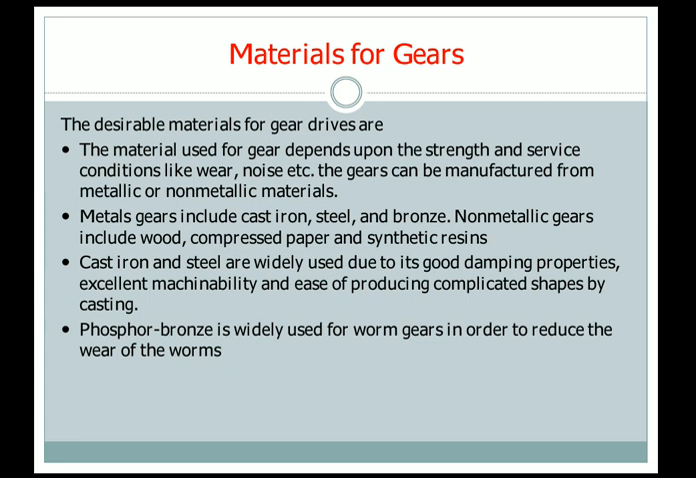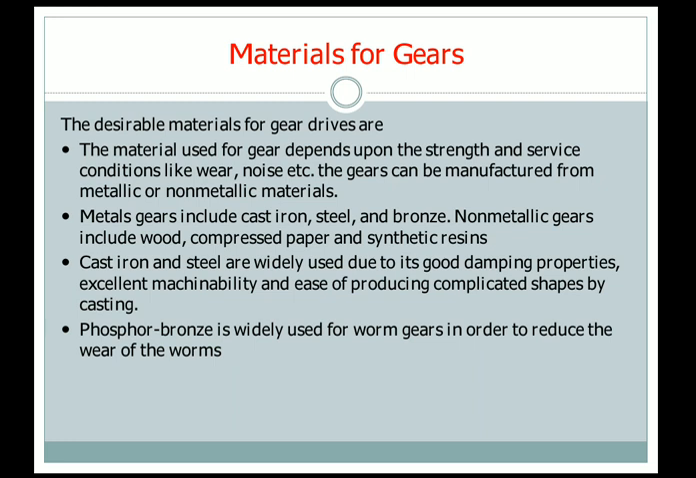Cast iron and steel are widely used due to their good damping properties, excellent machinability, and ease of producing complicated shapes by casting. They are used widely in industries because they have good damping properties. Damping properties means absorption of loads and absorption of shock. Excellent machinability means we can machine to the required size and shape. And even if there are complicated shapes, we can easily manufacture them.